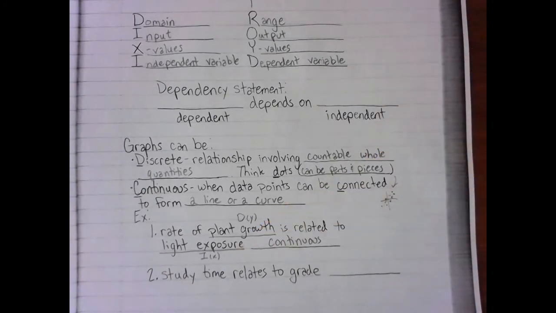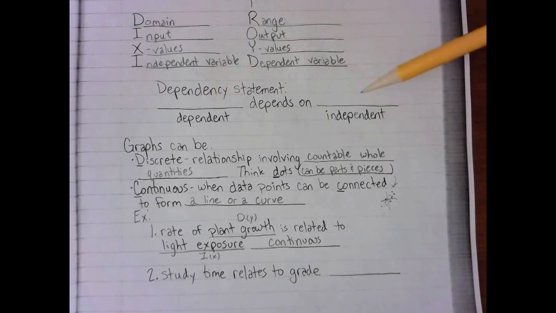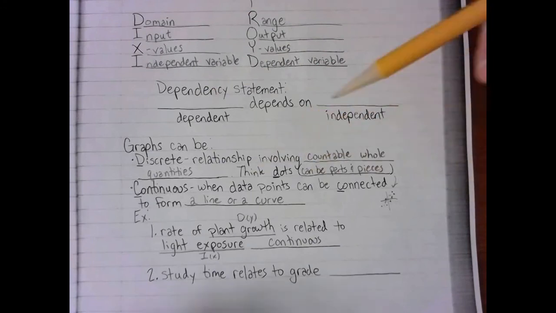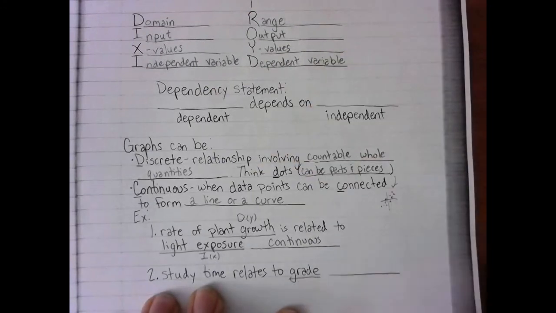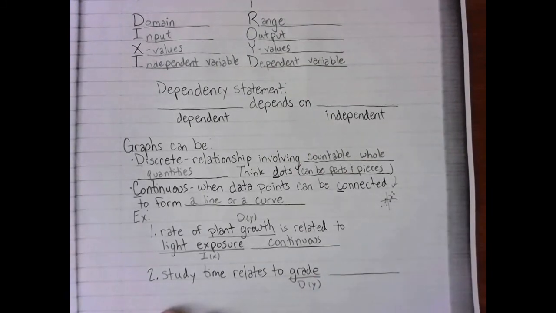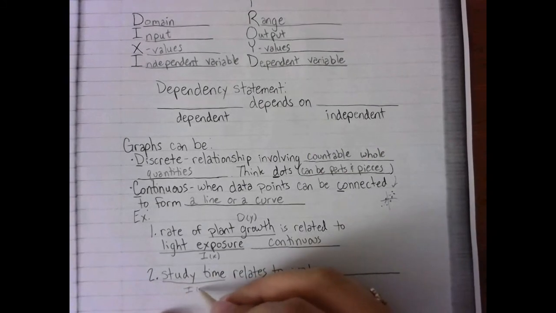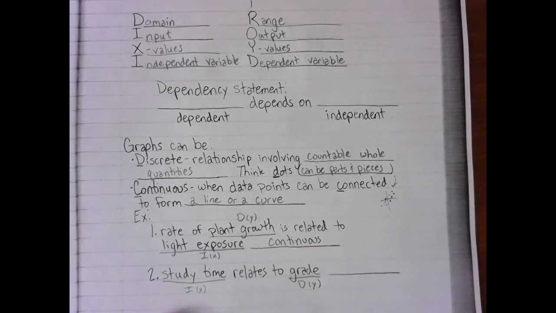All right, our second example, study time and grades. So, does your study time depend on grades, or do your grades depend on the amount you study? Well, I think your grades depend on the amount you study. So that means our dependent is our grade. That's our Y's. And the study time is the independent variable, or the X's. Now we've got to ask ourselves, okay, is this going to be discrete or continuous?